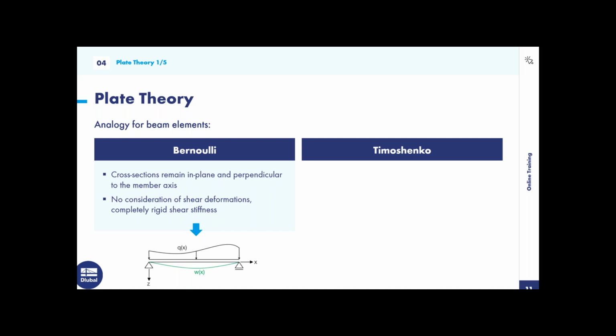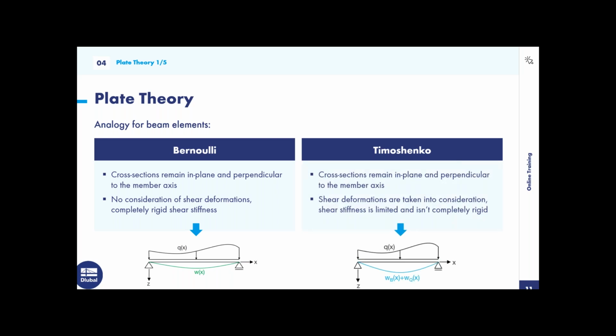And so basically the assumption made for Bernoulli's is that all cross sections remain in plane and perpendicular to the member axes. And with this theory, there is no consideration of shear deformations, and there is a completely rigid shear stiffness. And with the Timoshenko theory, same assumption as Bernoulli's, the cross sections remain in plane and perpendicular to the member axes. But with this theory, shear deformations are taken into consideration, and the shear stiffness is limited and is not completely rigid.